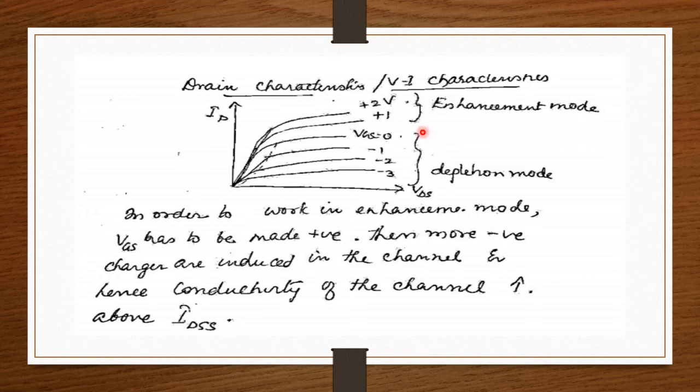So a depletion MOSFET or DMOSFET can be operated in two regions, either in depletion mode or in enhancement mode. Depletion mode is when VGS is below 0 voltage, and when a positive value is applied, it works in the enhancement mode, right? So in order to work in the enhancement mode, VGS has to be made positive. Then more negative charges are induced in the channel, and hence the conductivity of the channel increases above IDSS.